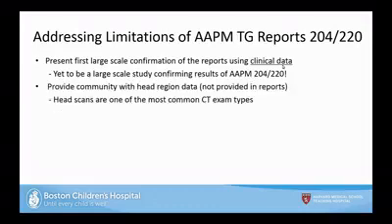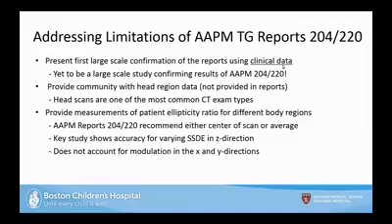Also in these reports, we couldn't find any information for adult heads. So we wanted to extend our analysis to include head scans. And we found that kind of interesting because head scans are the most common type of CT exam type. And lastly, we wanted to provide measurements of patient ellipticity ratios for different body regions, which I'll explain soon.